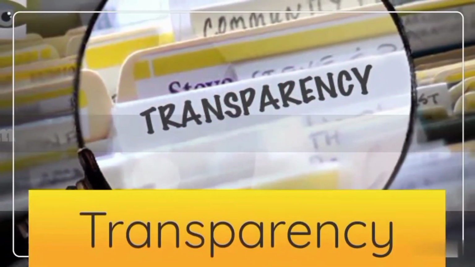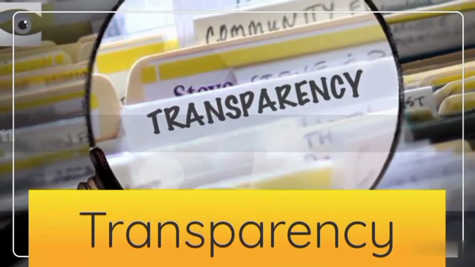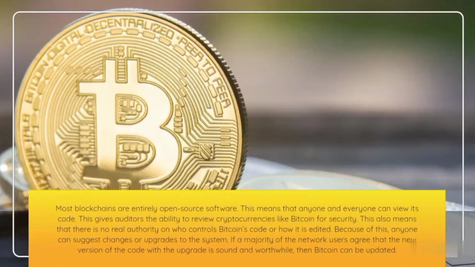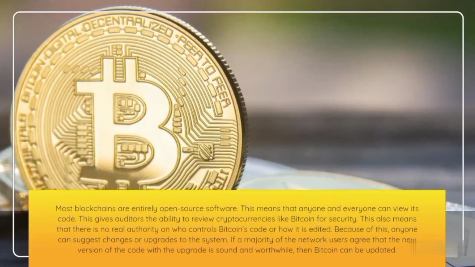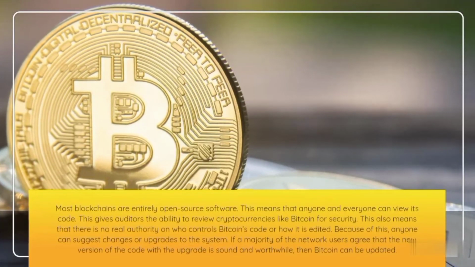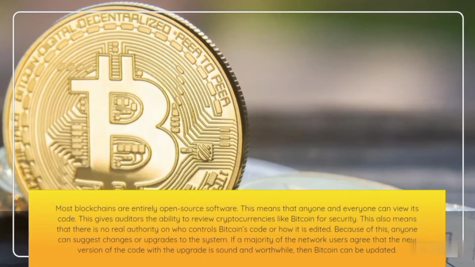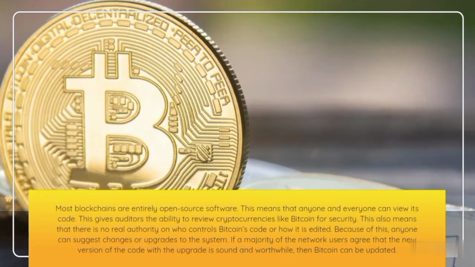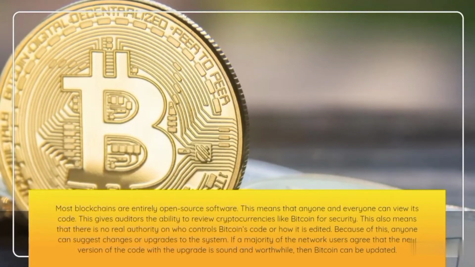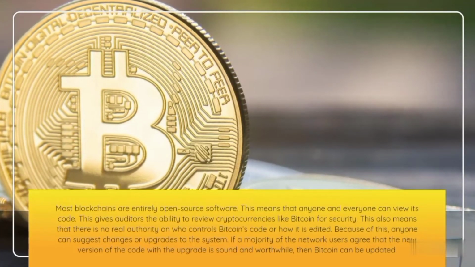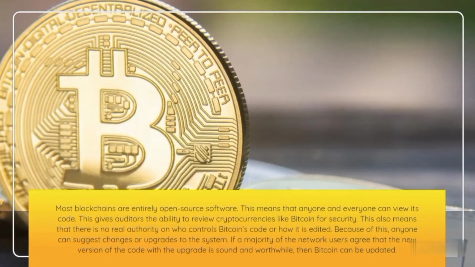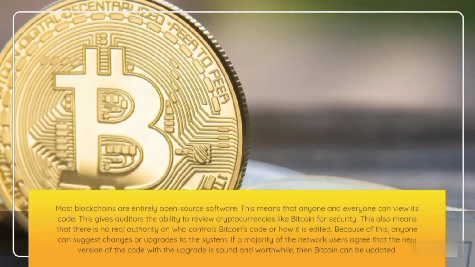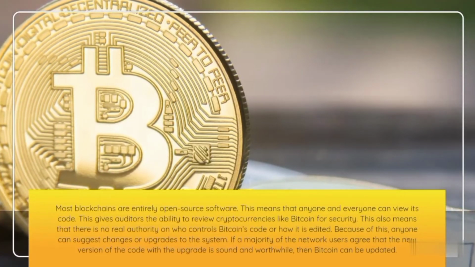Transparency. Most blockchains are entirely open source software. This means that anyone and everyone can view its code. This gives auditors the ability to review cryptocurrencies like Bitcoin for security. This also means that there is no real authority on who controls Bitcoin's code or how it is edited. Because of this, anyone can suggest changes or upgrades to the system. If a majority of the network users agree that the new version of the code with the upgrade is sound and worthwhile, then Bitcoin can be updated.